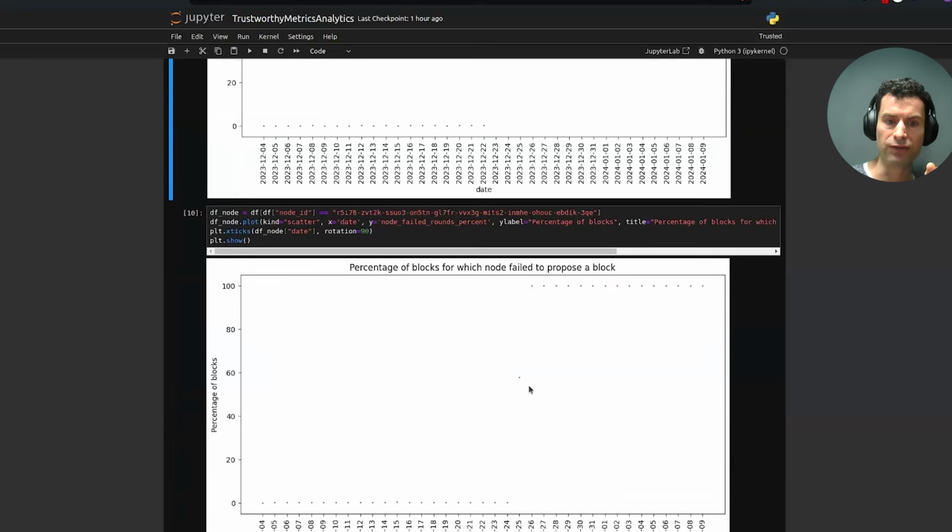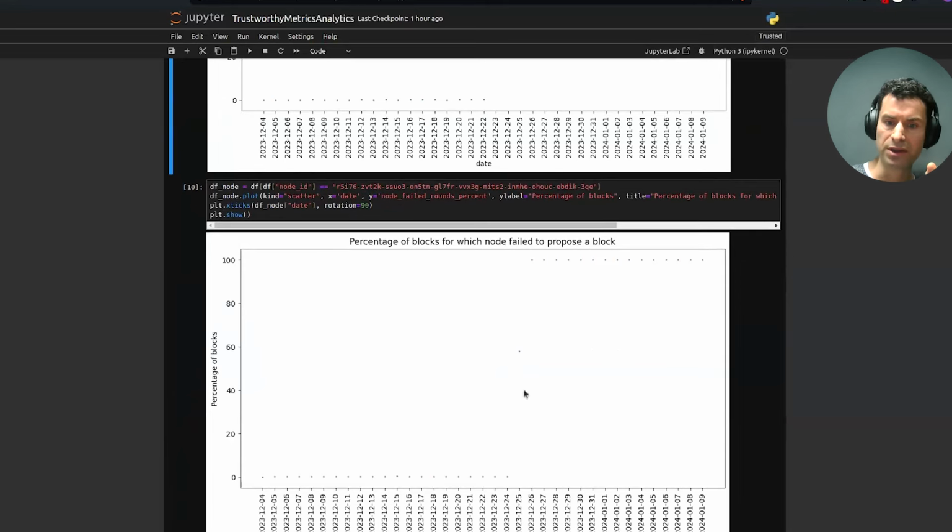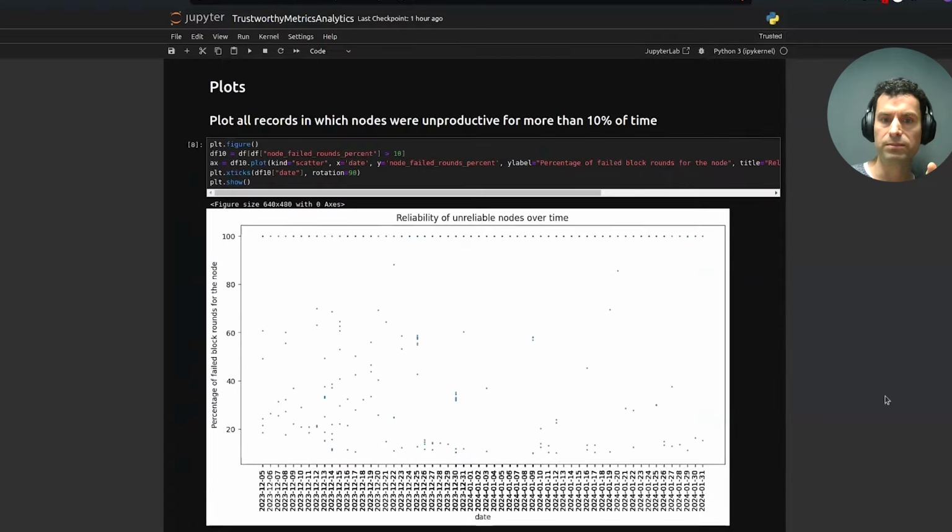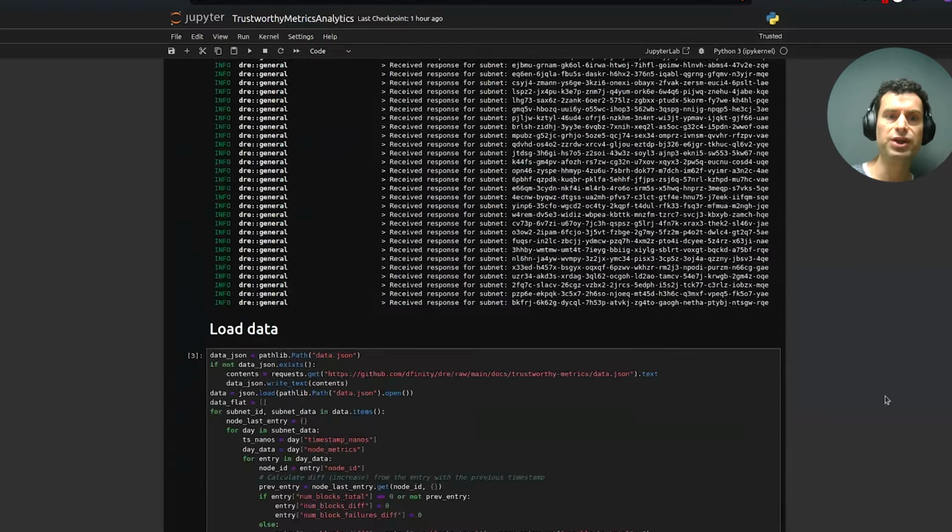And here's a plot of another node, R5I76, which also had a similar case, but a day after. So yeah, that's pretty much it.